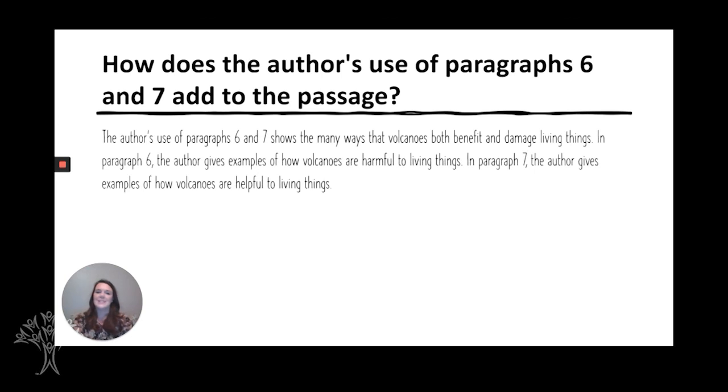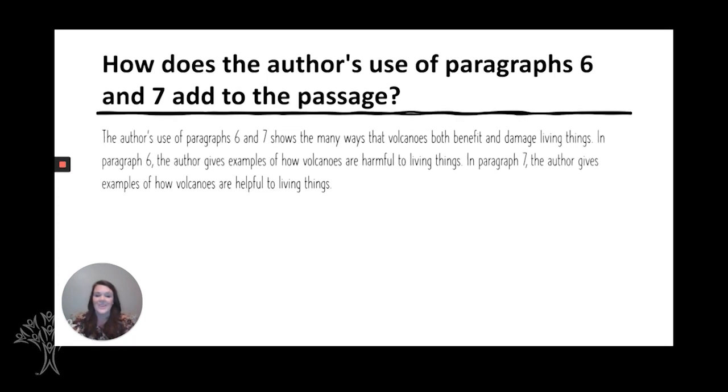Now, what's our last step in the RACE strategy? Explain. The E stands for explain. So you get a chance to explain how the evidence supports your answer. I will leave that part up to you. But here's what I think. I think that all of this is part of the main idea we talked about in our last lesson. I think the author included these 2 paragraphs to inform readers about all of the positive and negative examples.